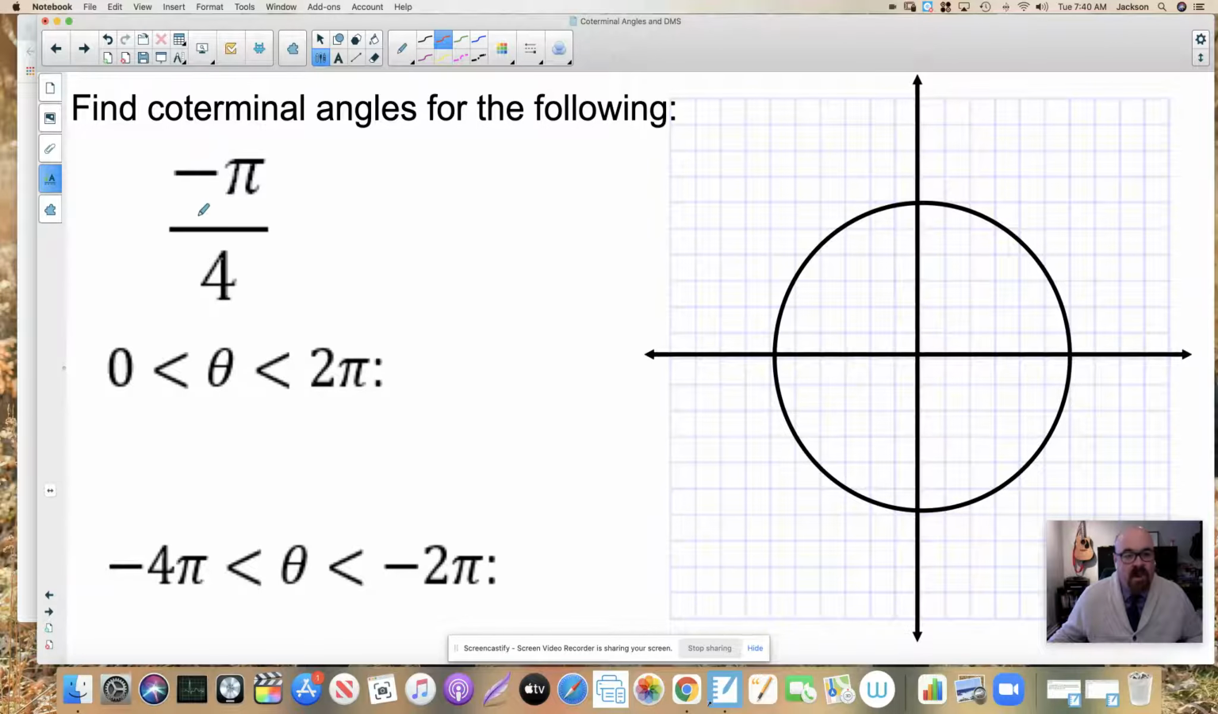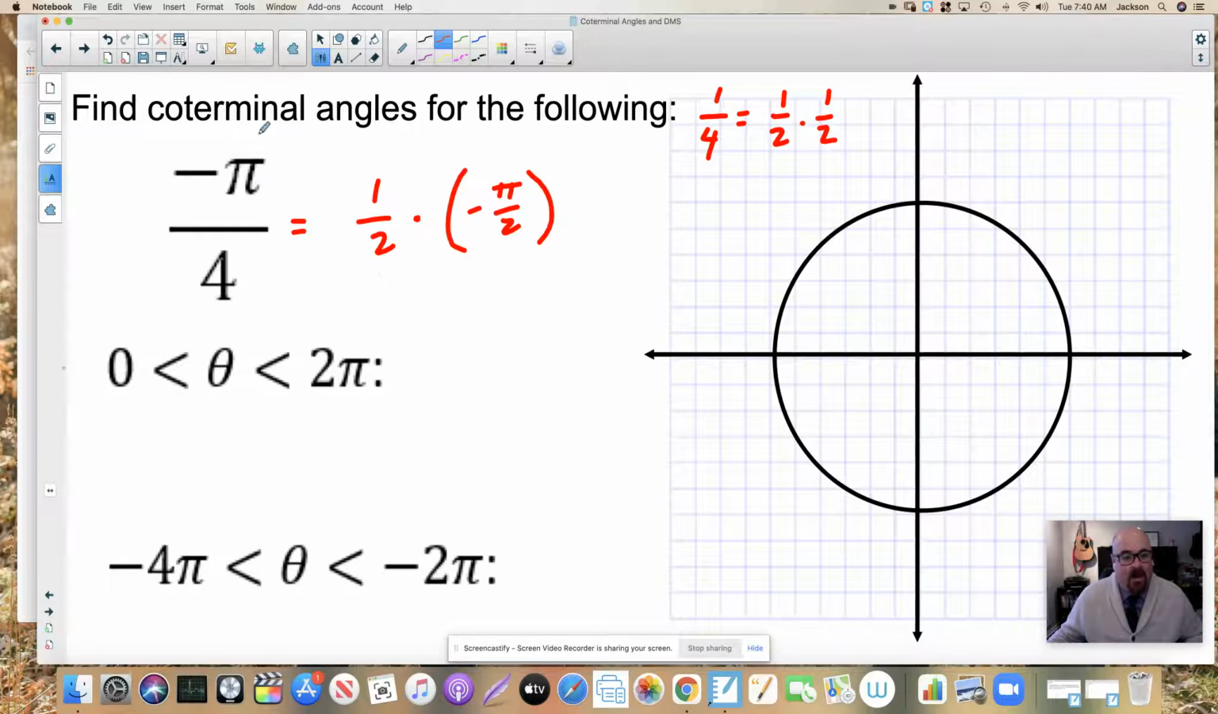First of all, where is negative pi over 4? Well, I don't know what you know about fractions. Your fraction game has to be strong in order to do well in this unit. But 1/4 is 1/2 of 1/2. Half of 1/2 is 1/4. So negative pi over 4 is half of negative pi over 2. It's one way to think about where this angle is.